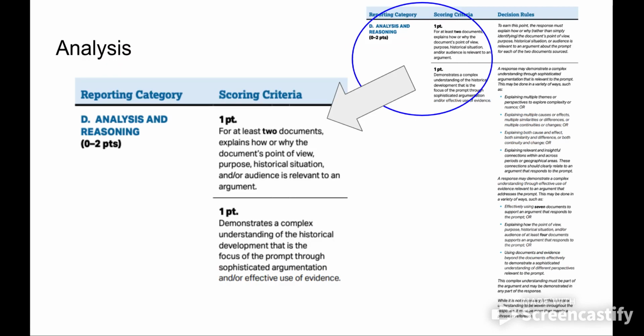And finally, for analysis and reasoning, there's a whole long decision rules component to it, but ultimately your analysis needs to be on at least 2 documents, looking at the document's point of view, purpose, historical situation, and or audience, for at least 2 of those documents. And then the complexity part comes into, are you doing both parts of the historical thinking skills? Are you speaking about these geographic regions and others? How are you making your argument to show a deeper understanding of the material?